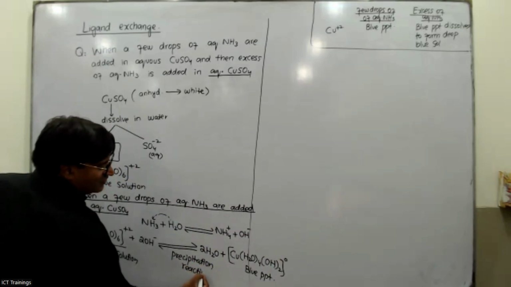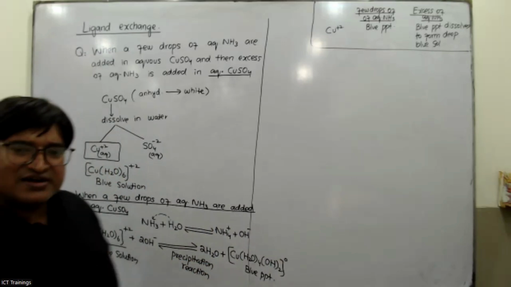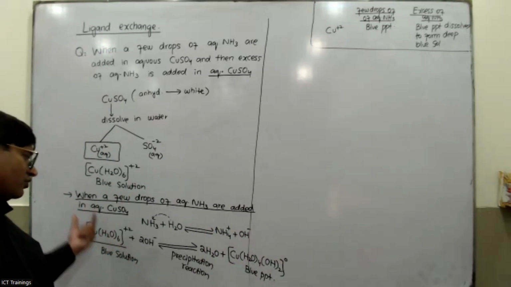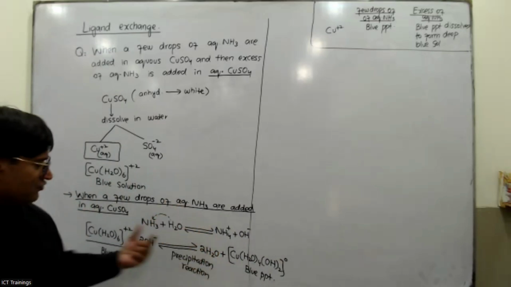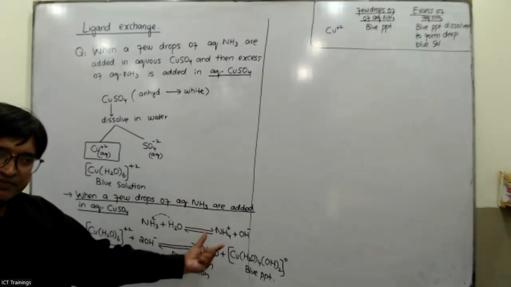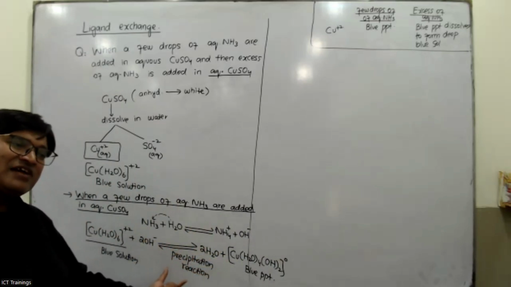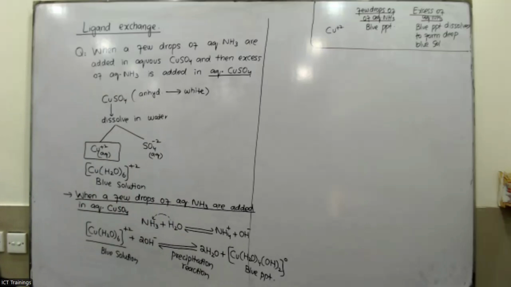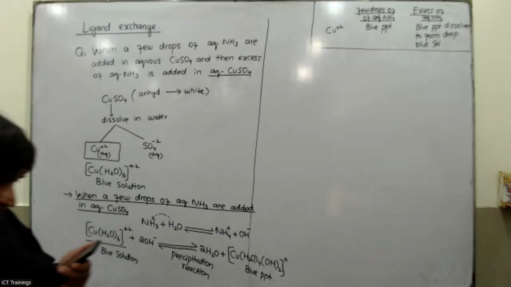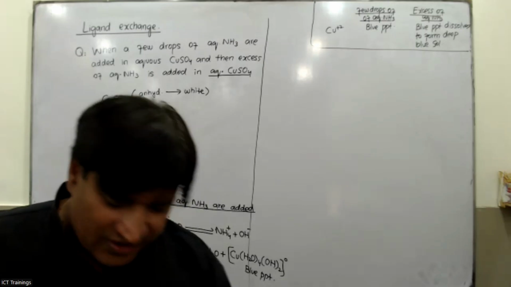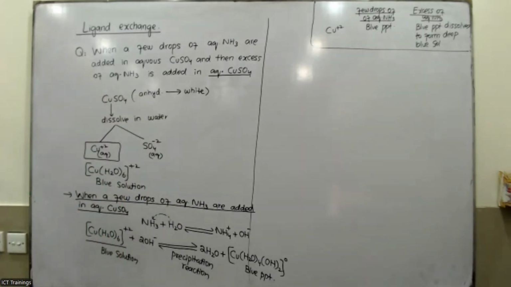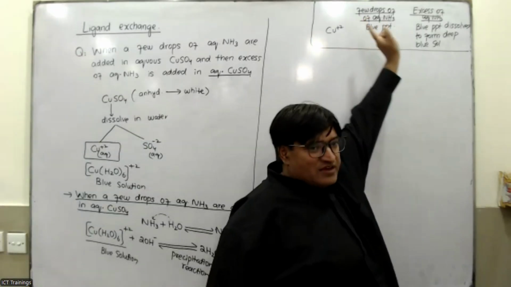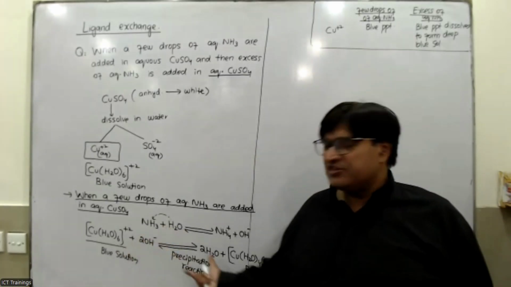So this whole reaction is called a precipitation reaction. Don't call it a ligand exchange. Why? Use the words ligand exchange when you have ions on one side and ions on the other side. If you have a solution on one side and a precipitate on the other side, that reaction is a precipitation reaction because precipitates are formed. Everyone got it, beta? Yes. Yes, sir. Okay, guys. So this is the precipitation reaction. The blue precipitate which has been formed is due to the precipitation reaction.